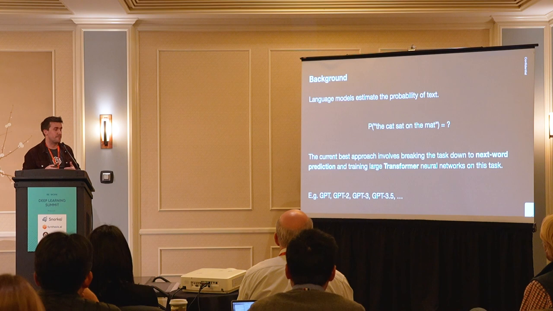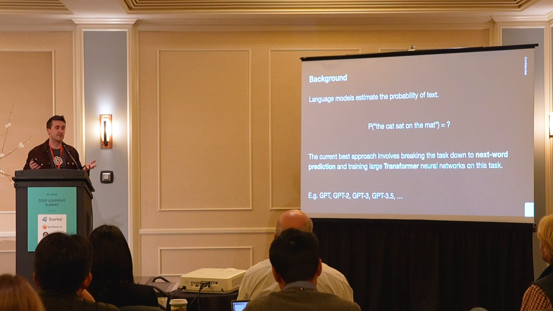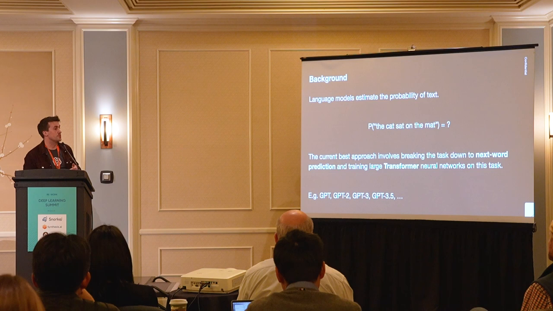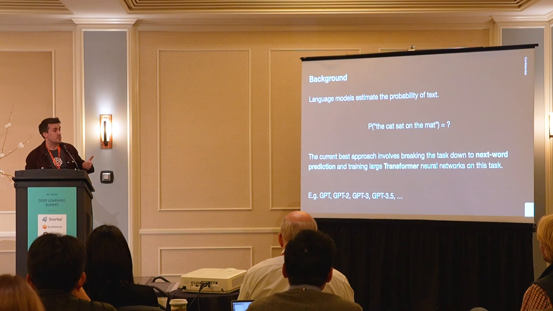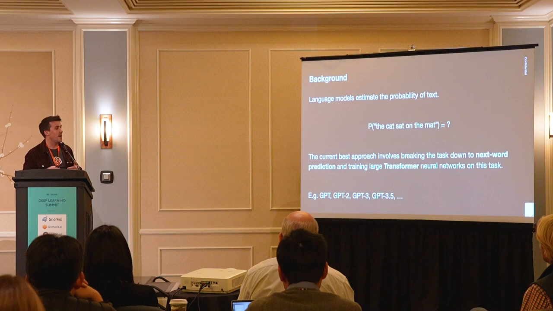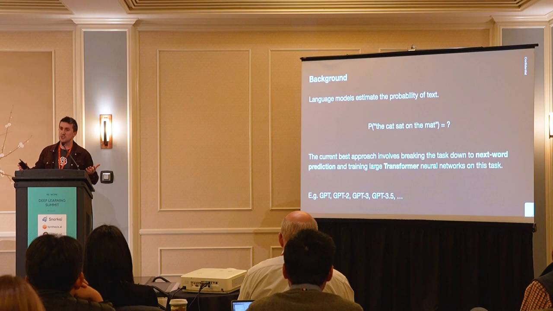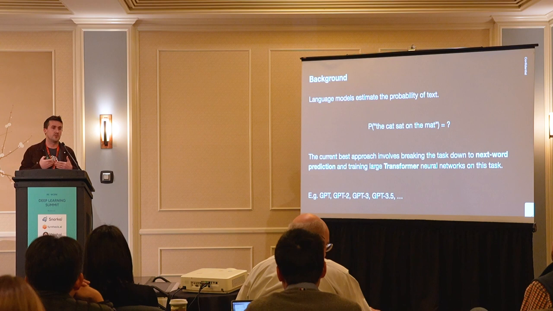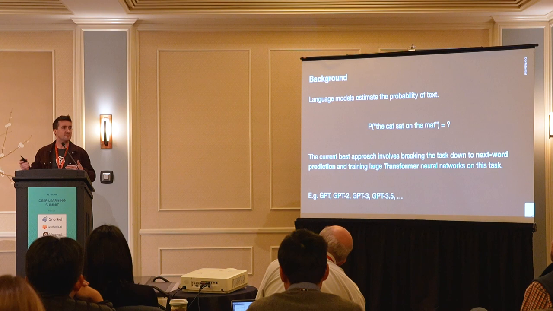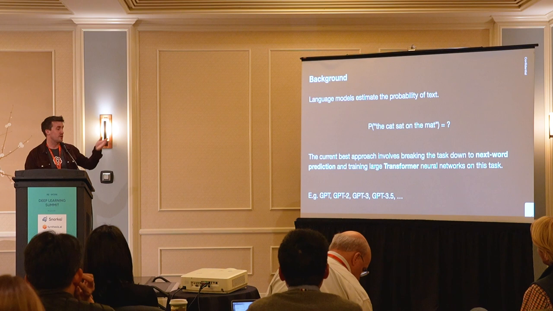The current best approach to attacking this almost intractable problem, this problem that seems almost impossible to start with, is to break down the probability of text into these joint probabilities using the chain rule from probability. So break it down into a next word prediction task, which can help you reconstruct a probability density function, and specifically estimate this next word probability using a large neural network, where the current state-of-the-art is a transformer. So your GPT, GPT-2, GPT-3, GPT-3.5, you can imagine it keeps on going. These are essentially a state-of-the-art instance of a very simple idea, which is to model the probability of text.